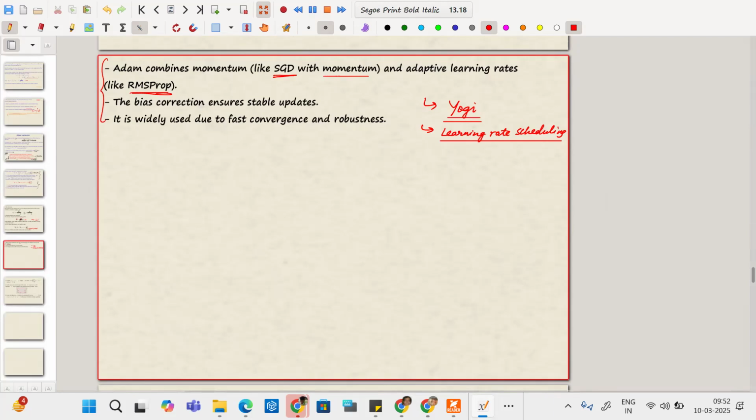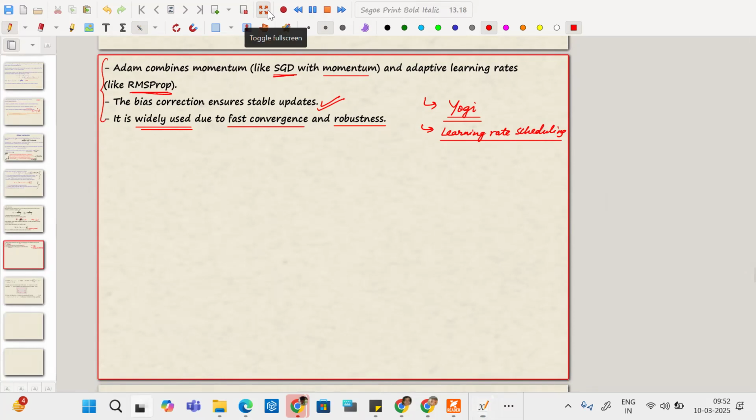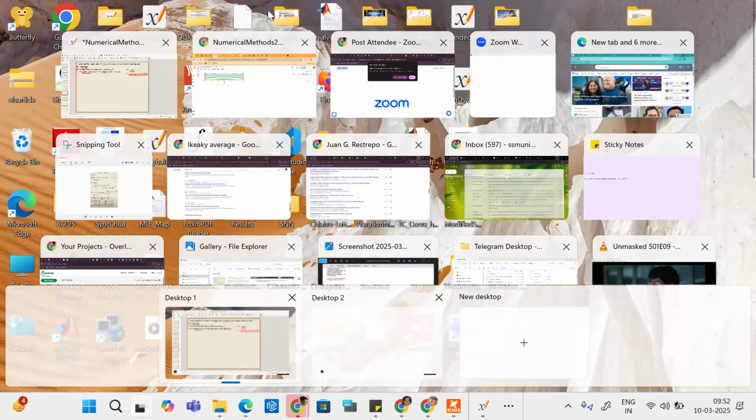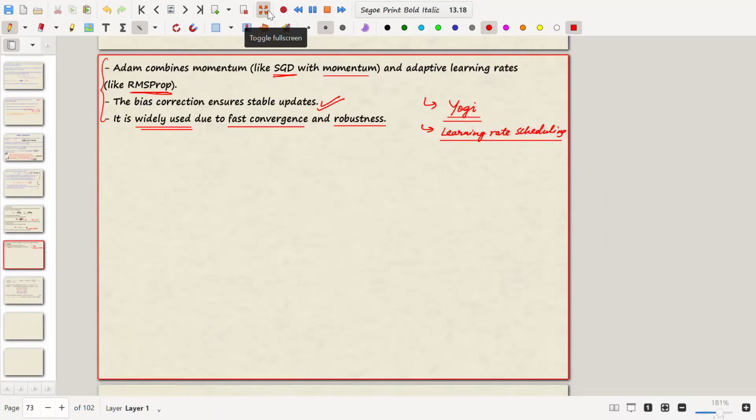Okay, fine. You can see the way we introduce this bias correction helps ensure stable updates in reaching the optimum values. Anyway, it is widely used due to its fast convergence and robustness. I hope you got some ideas behind this optimization module.